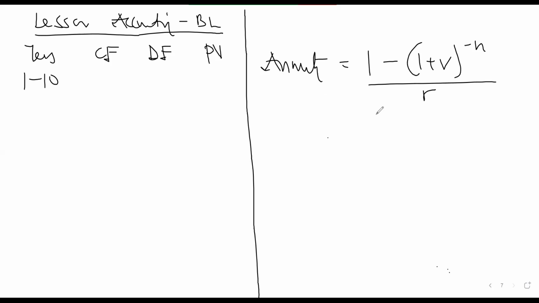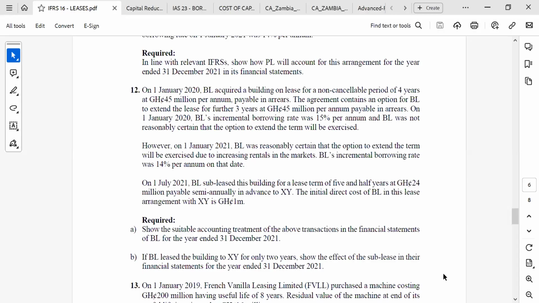So let's come to the cash flow. That will be 24. What do you think will be the rate here? What rate would BL be using for this particular transaction? 14%. Okay, but this is semi-annual. So what will be the semi-annual rate?